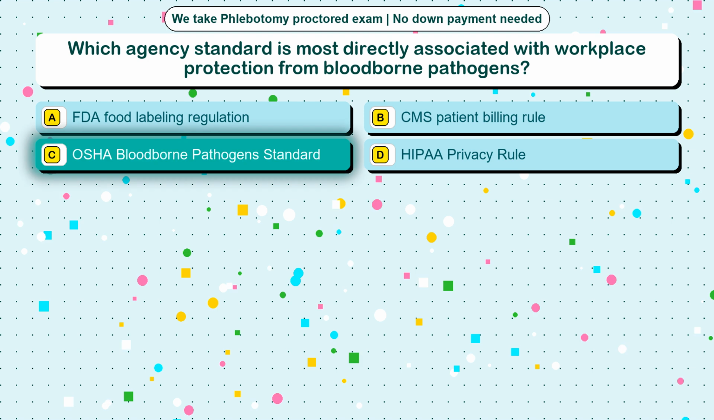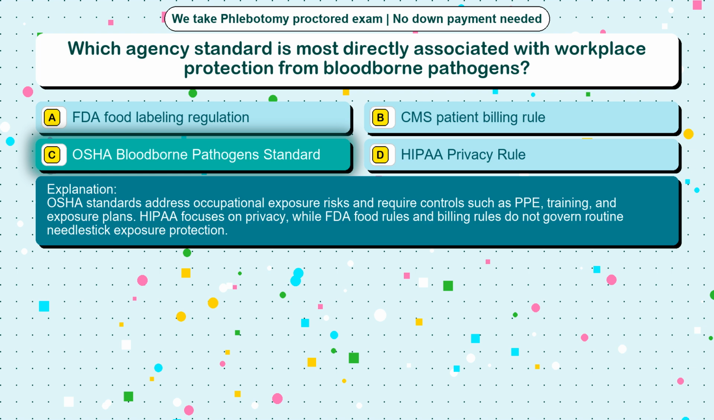The correct answer is option C, OSHA Bloodborne Pathogens Standard. OSHA standards address occupational exposure risks and require controls such as PPE, training, and exposure plans. HIPAA focuses on privacy, while FDA food rules and billing rules do not govern routine needle stick exposure protection.